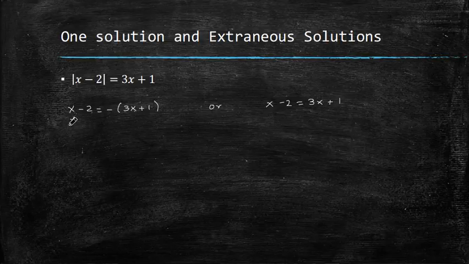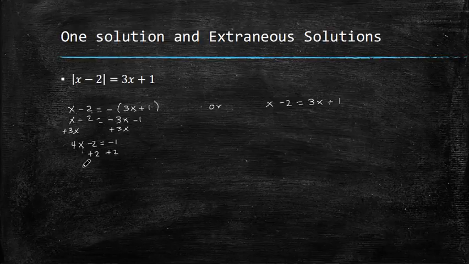We have to distribute the negative sign in here. So we obtain negative 3x minus 1. And now we're going to solve it normally. So we're just going to add 3x on both sides. I'm going to do it step by step. Might take a bit longer, but we obtain 4x minus 2 is equal to negative 1. And now we obtain, adding 2 on both sides, that 4x is equal to 1, and dividing by 4 we get that x is 1/4, and that is our first solution.